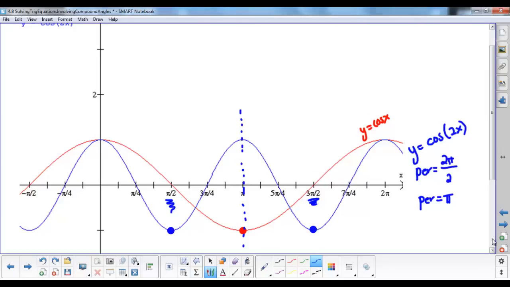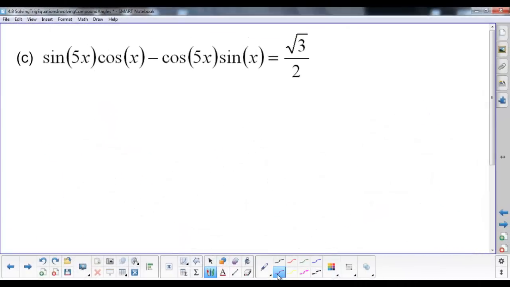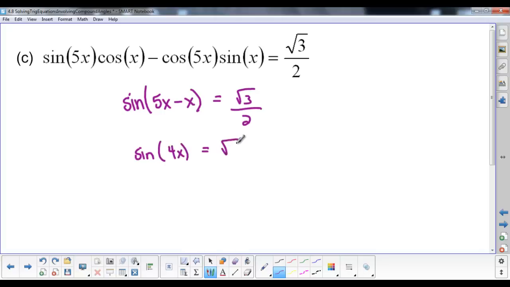Okay, so let's go ahead and move on to the next example and try to solve for x here. On the left side, I see that this is the expansion for the difference identity for sine. So if we're going to simplify this, it's going to be sine 5x minus x equals √3/2. And if we simplify that a little more, we have sine 4x is equal to √3/2. Now in the last example, I showed you 2 different ways.